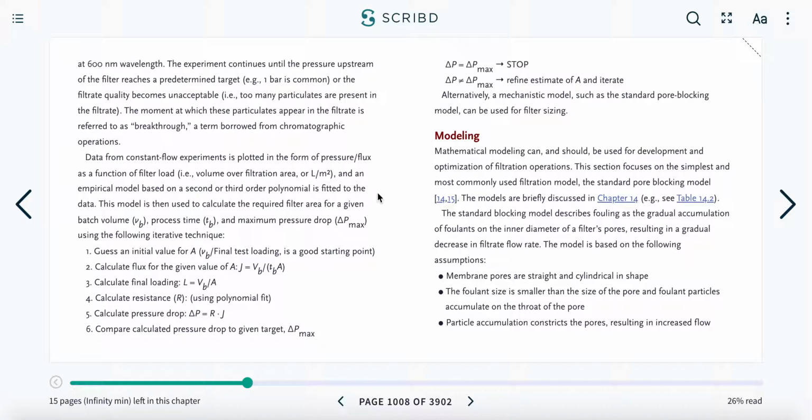volume over filtration area, and an empirical model based on a second or third order polynomial is fitted to the data. This model is then used to calculate the required filter area for a given batch volume, process time, and maximum pressure drop using the following iterative technique. Guess an initial value for area. Calculate the flux for the given value, calculate final loading, calculate resistance, calculate pressure drop, and compare the calculated pressure drop to the given target.